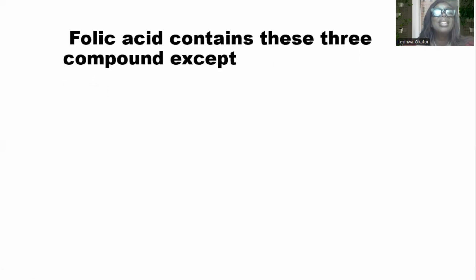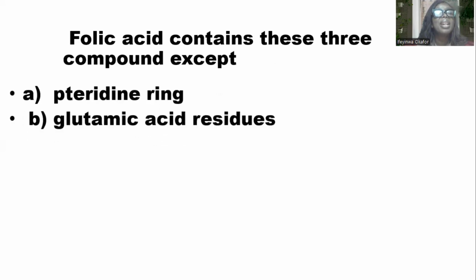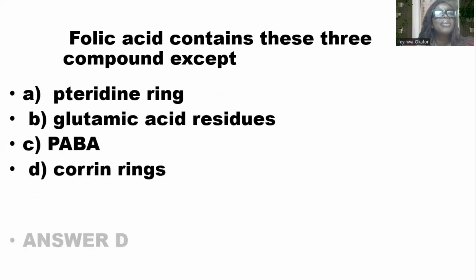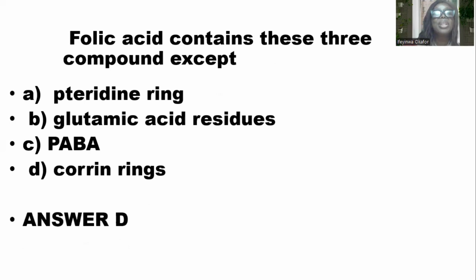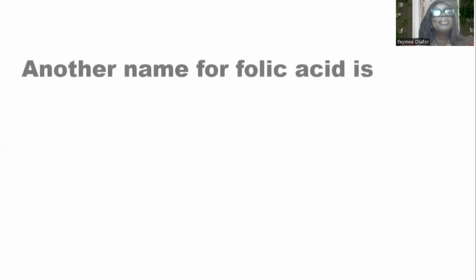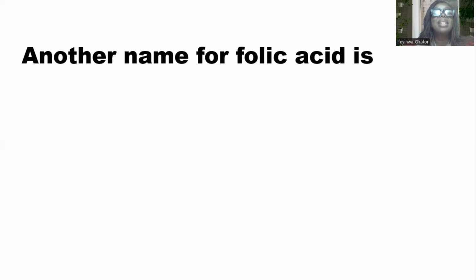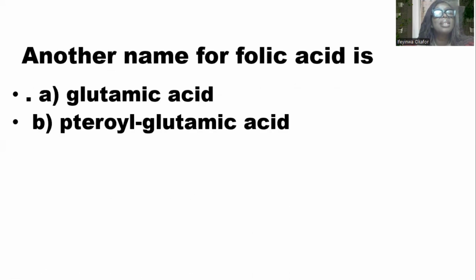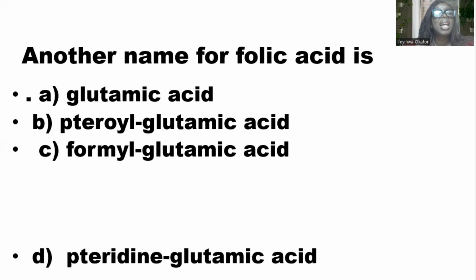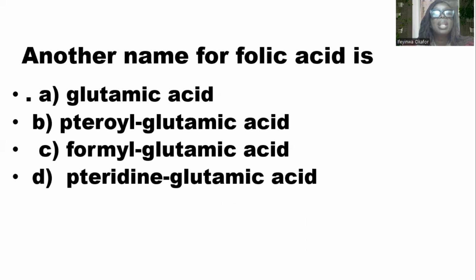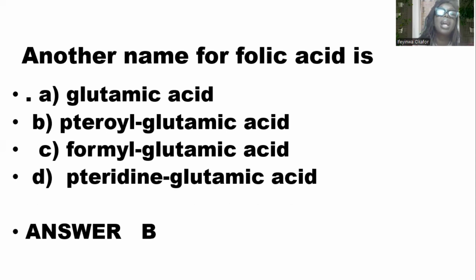Folic acid contains these three compounds, except you have pteridine ring, glutamic acid residues, PABA, corrin rings, and the answer is D, corrin rings. Another name for folic acid is glutamic acid, pteroglutamic acid, formylglutamic acid, pteridine glutamic acid. And the answer is B, pteroglutamic acid.